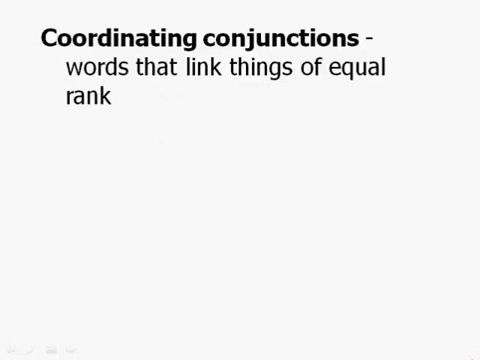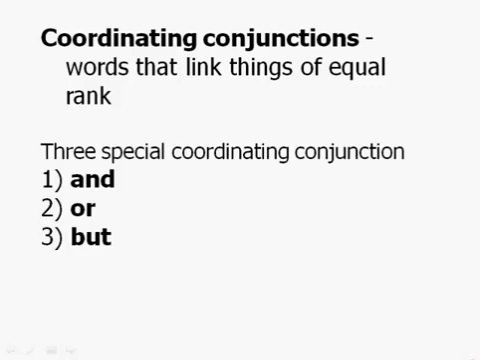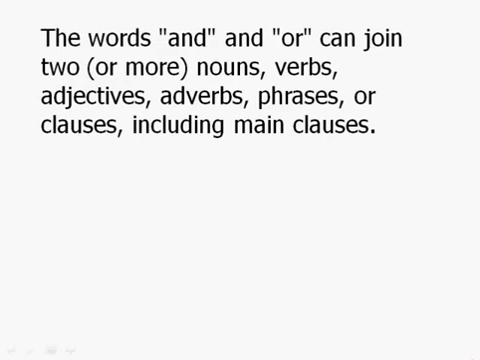So, coordinating conjunctions. Coordinating conjunctions are words that link things of equal rank. And there are three very common coordinating conjunctions that stand out as special: and, or, and but. What's special about these? Well, first of all, the words and, or can join just about anything. They can join two nouns, two verbs, two adjectives, two adverbs, two phrases, or two clauses. So pretty much any two things that are grammatically the same thing, you can put and or or between them.